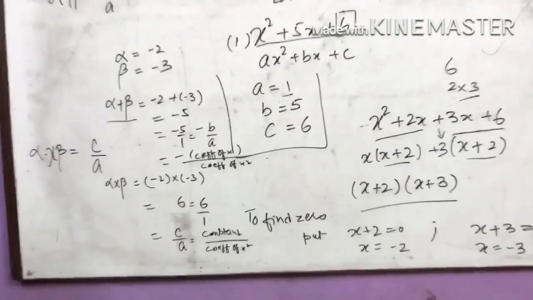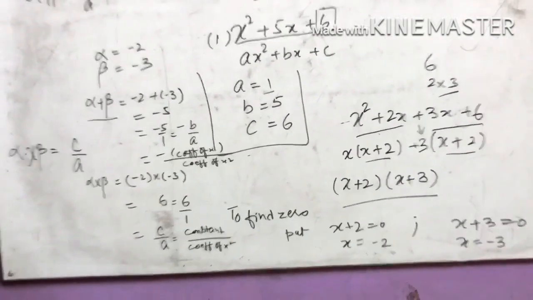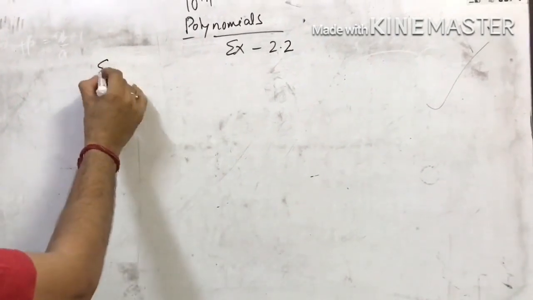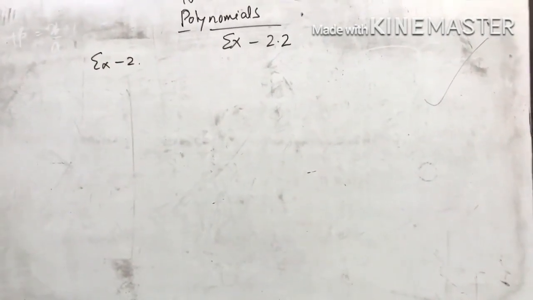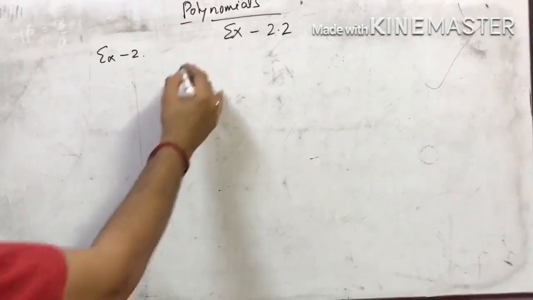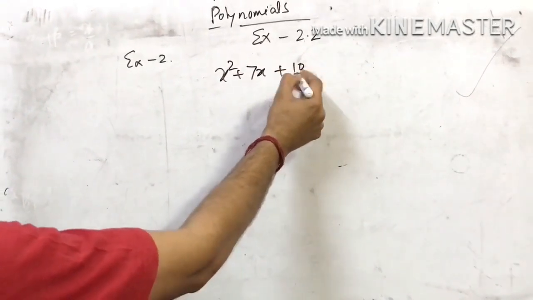So you have example number 2 on page number 30. What is it saying? Find the zeros of the quadratic polynomial x square plus 7x plus 10. So what will you do?